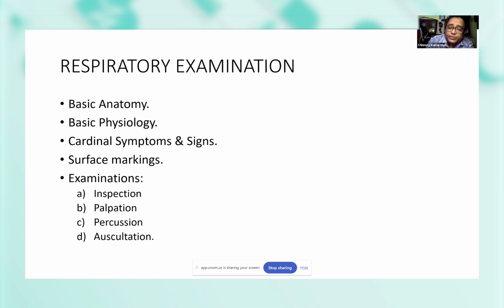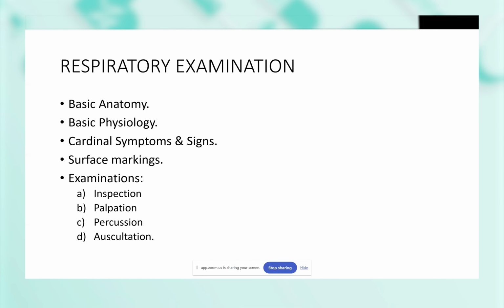Now we are coming to the respiratory examination: the basic anatomy, then basic physiology, the cardinal symptoms and signs, then a bit of surface marking of the lung, and then we will go into the examination proper. We must have a very good understanding of the basic anatomy and physiology of our respiratory system, which we are going to discuss today. Can you hear me?